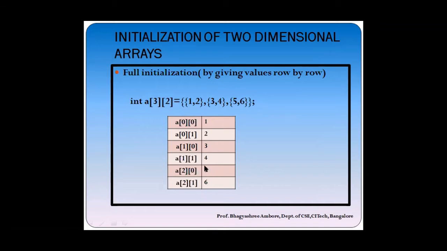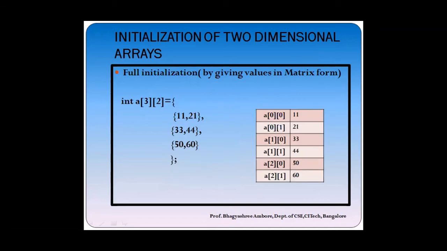Here, we'll go with the next one. That is full initialization by giving values in a matrix form. In the first case, I gave the values in a list.